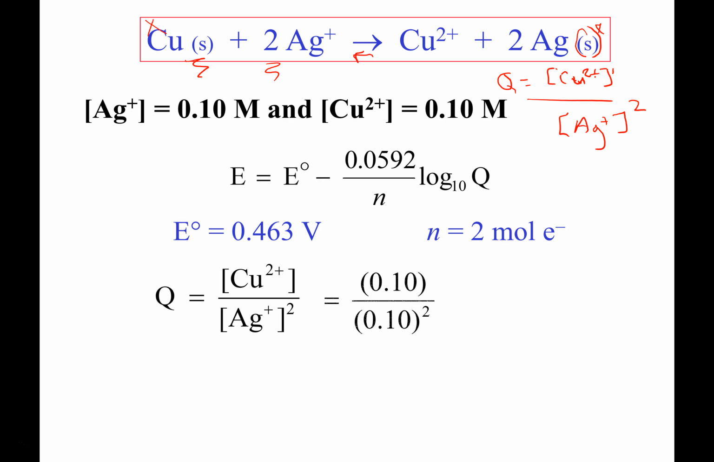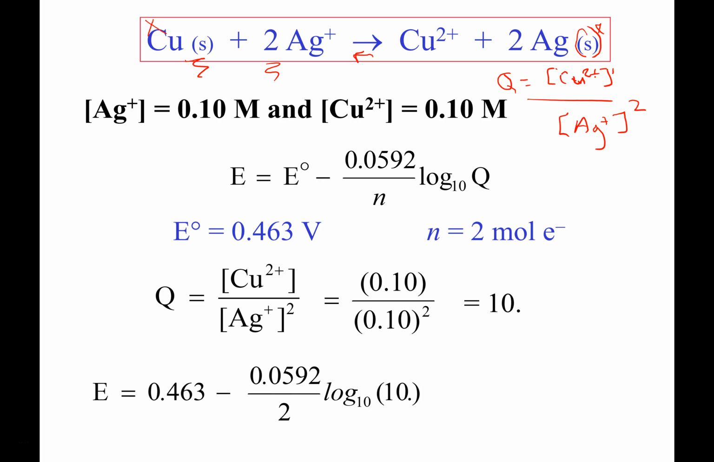Then we're ready to plug and chug. So a value for Q is 0.1 divided by 0.1 raised to the second power, or 10. So then plugging in stuff, it looks like this, where E is equal to that 0.463 minus 0.0592 over 2 times log of 10.